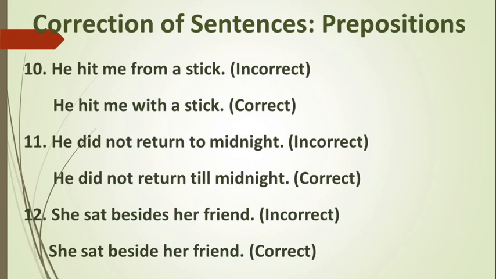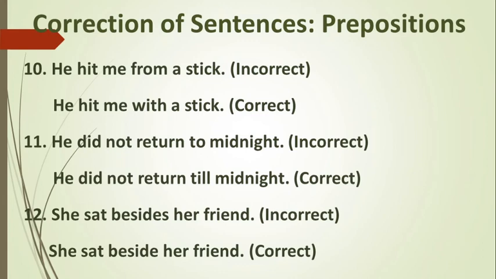Next example, he did not return to midnight. He did not return till midnight. The second sentence is the correct one, because till describes the relation in terms of time, whereas to shows the relation in terms of direction. So till is the correct one and not to.